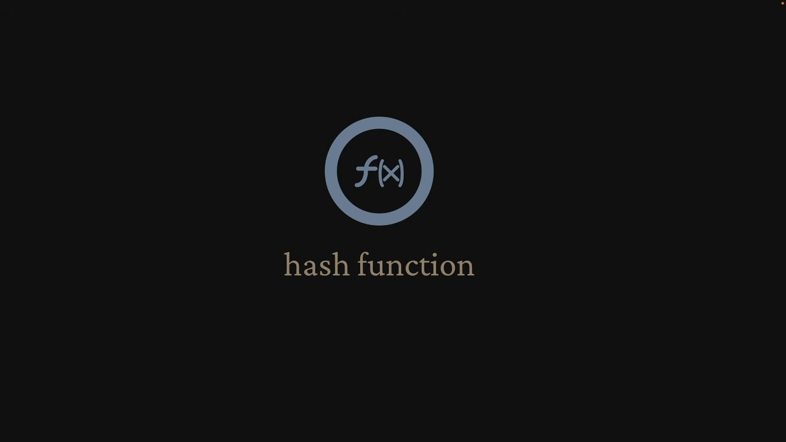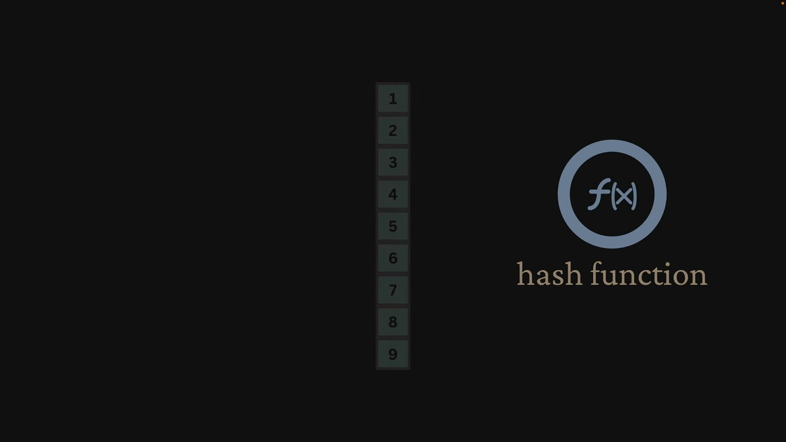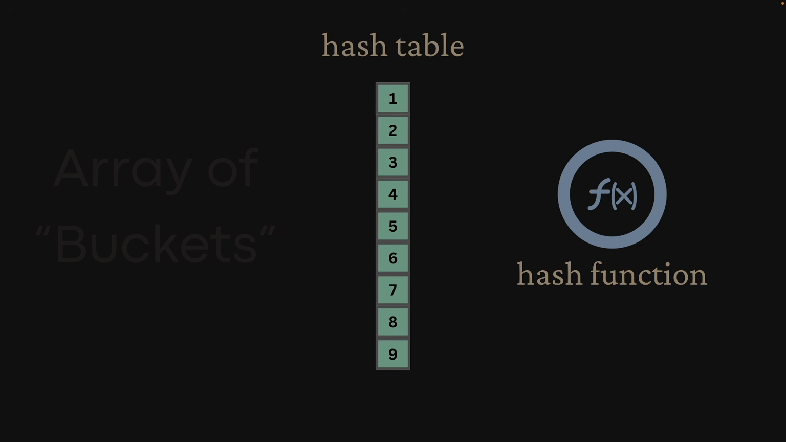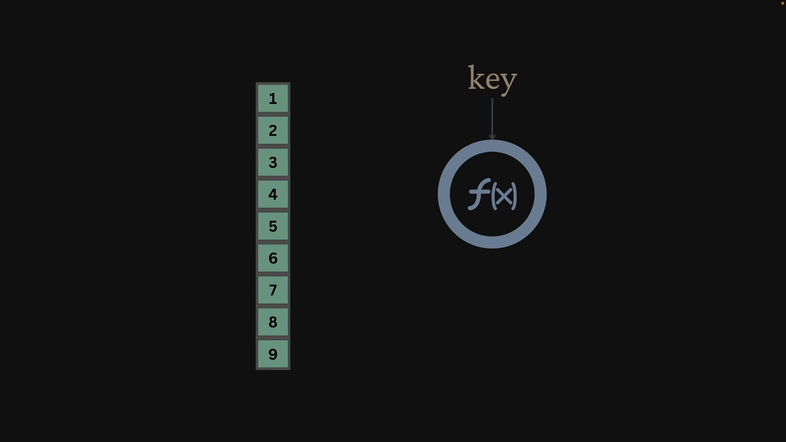It starts with the hash function, which is a mathematical function that takes in an input, or a key, and returns a fixed length integer called the hash code. The hash function provides us an index into the hash table, which is implemented as an array of buckets. Keys are passed into the hash function, and indices into the hash table are returned.